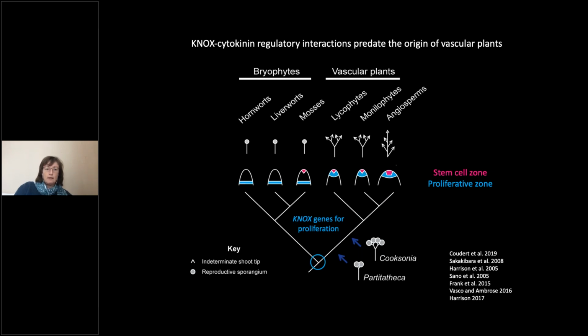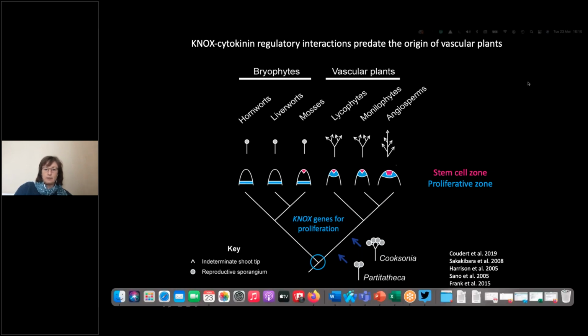Next slide, please. Our data suggested that roles for a KNOX cytokinin interaction predated the origin of vascular plants, because we've shown in very widely divergent bryophytes and vascular plant lineages that they act in a similar way to promote proliferation using similar downstream targets. And this lets us infer that roles for KNOX genes in promoting proliferation are likely to be an ancestral feature of land plants. And I've circled that at the base of the plant tree of life on the diagram here.